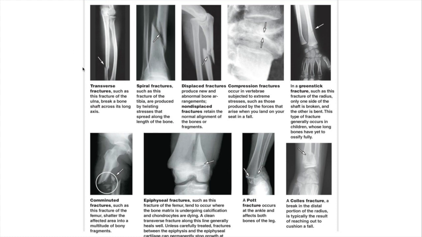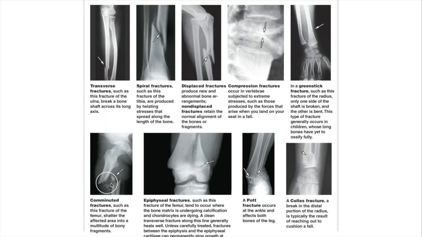A spiral fracture like this one is produced by twisting stresses. A displaced fracture like this one is where the bone ends are out of alignment. In a non-displaced fracture, the bone ends retain their normal alignment. This is a compression fracture, which is what occurs in vertebrae sometimes, usually in people with osteoporosis. In a greenstick fracture, one side is broken and one side is just bent. And this only happens in children.